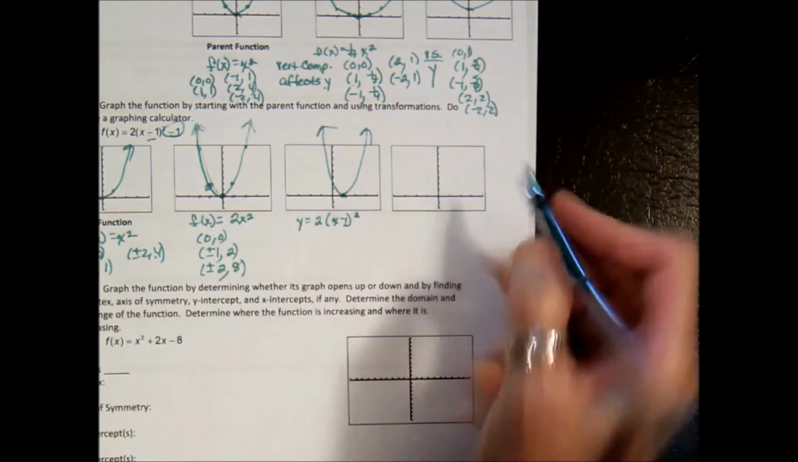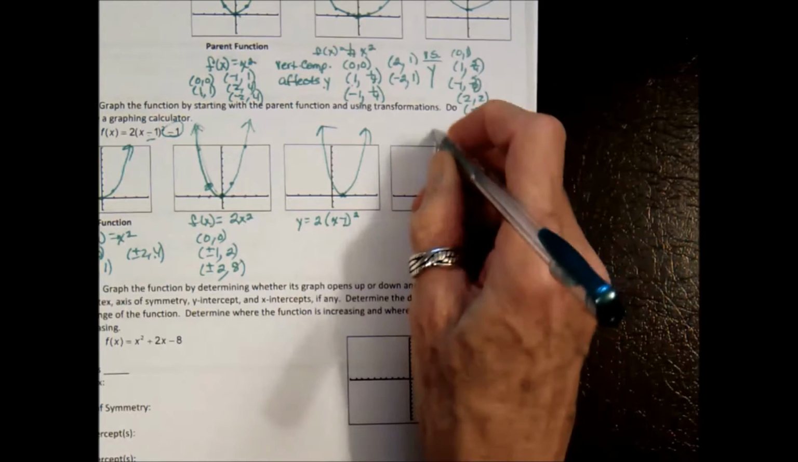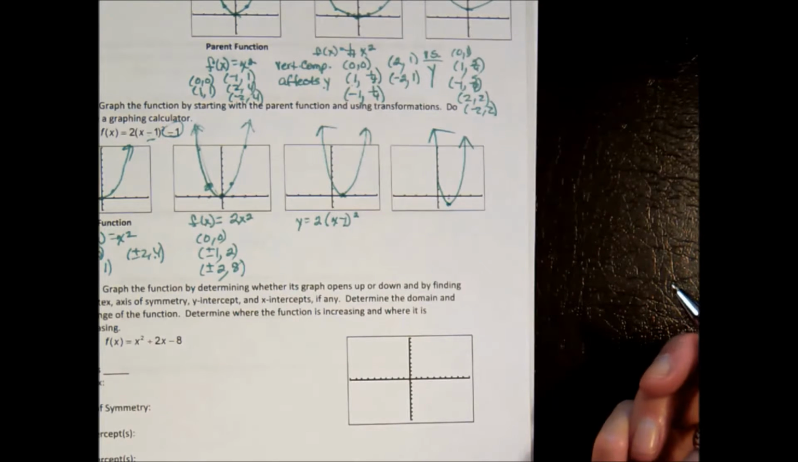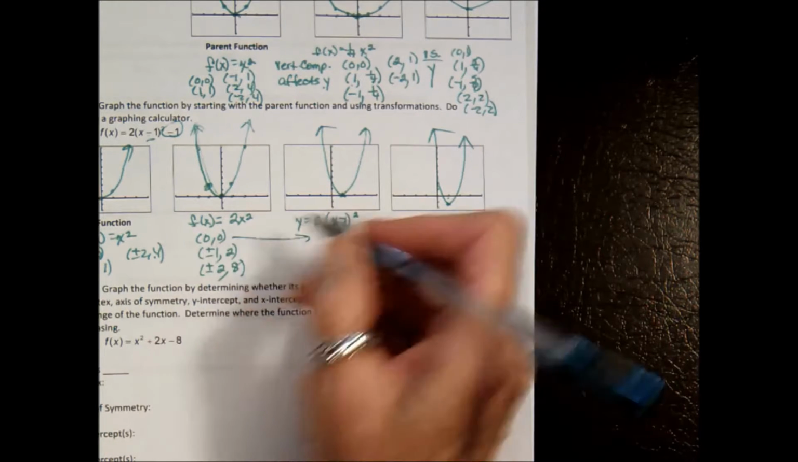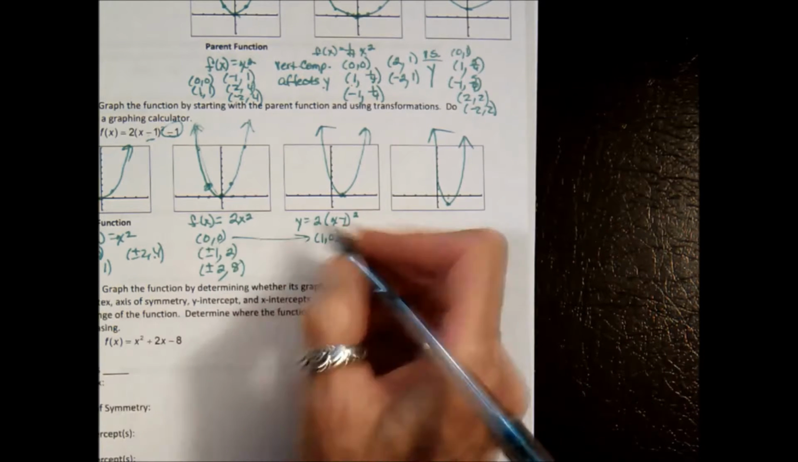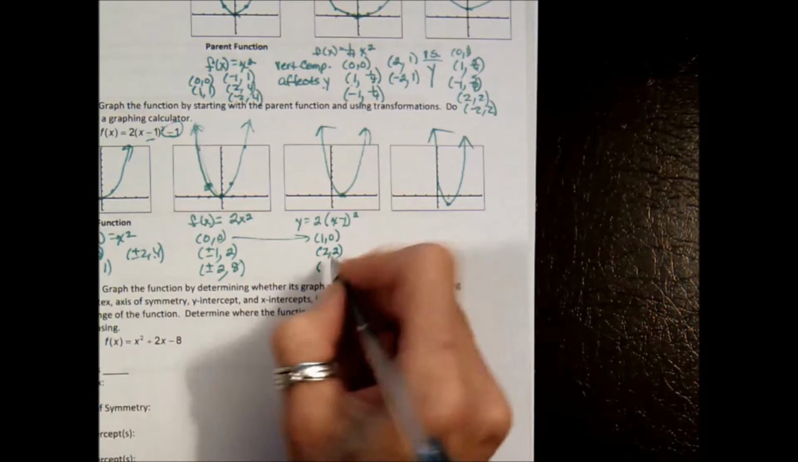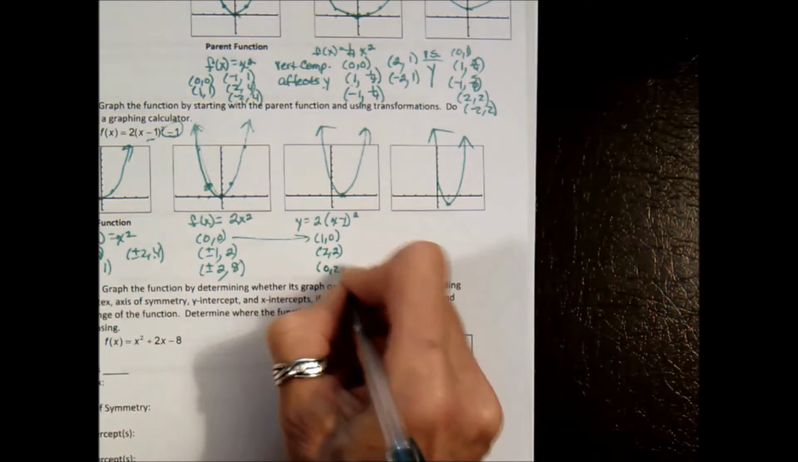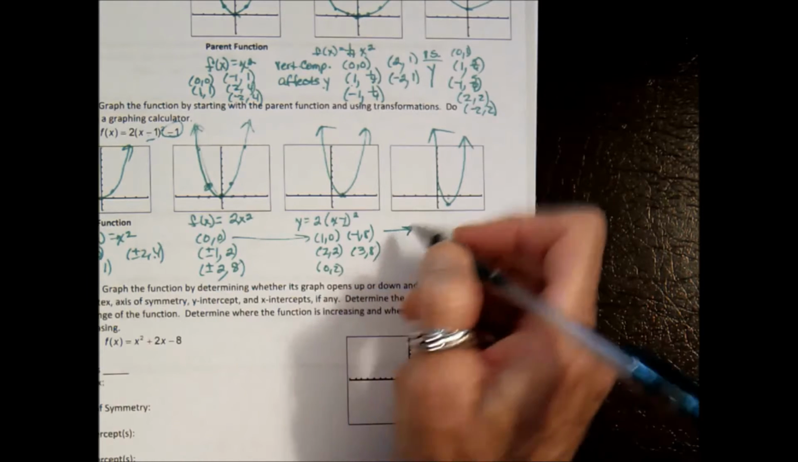So that's going to bring it here, and it's still going to be narrow, and we could find some points, and probably we should do that. When I moved it to the right, (0, 0) became (1, 0), because I moved it right 1, so the x was affected. It became (2, 2). It became (0, 2). It became (-1, 8), and (3, 8). Those are the points.